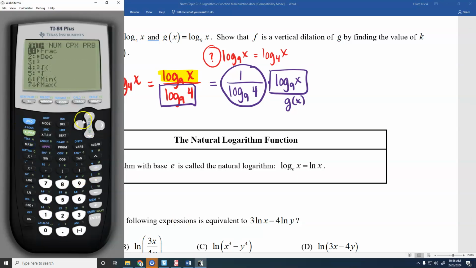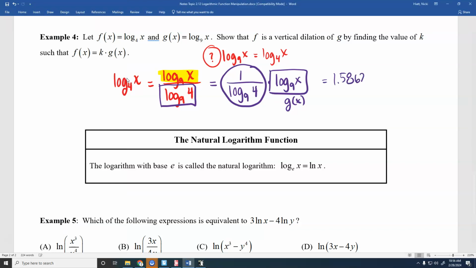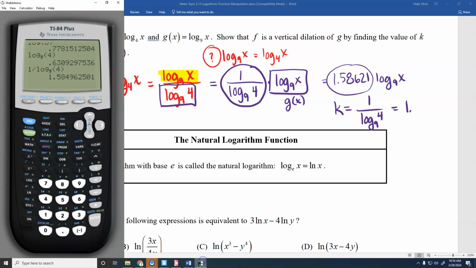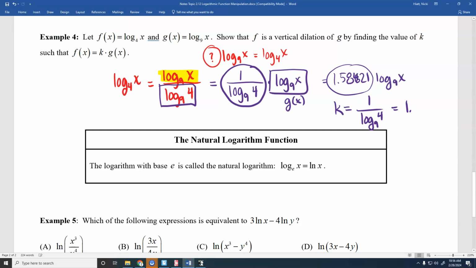1 divided by log base 9 of 4 is going to give me 1.5849, so that's a number, right? So essentially what I've got here is 1.58 whatever that was, times log base 9 of x. So k is that number. You're probably going to see them call it 1 over log base 9 of 4 instead of the decimal. It was 1.5849, so that would be your k value. So that change in the base is really like stretching it out up or down.